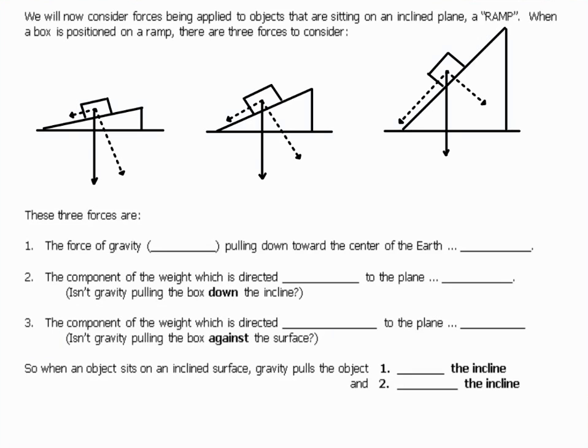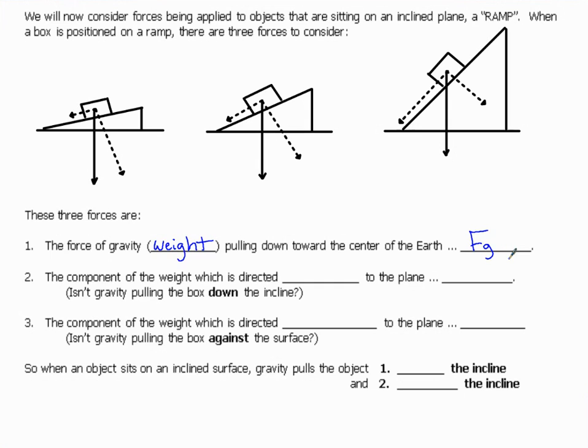So now we're going to look at forces being applied to objects that are sitting on an inclined plane, or a ramp. So when a box is positioned on a ramp, there are three forces that we have to consider. So the three forces are, number one, the force of gravity, which is the weight, pulling down towards the center of the earth. This is the weight.